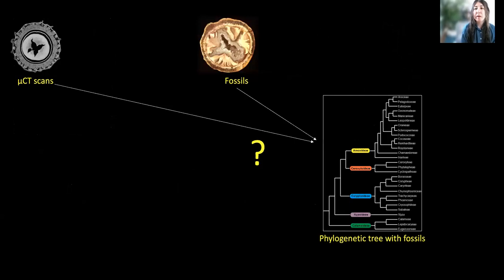So just to step back and take a look at the bigger picture of what we're doing, our methods and workflow. So we have CT data on living palms, we have some fossils, and our end goal is phylogenetic trees with fossils as tips. So how do we get here?